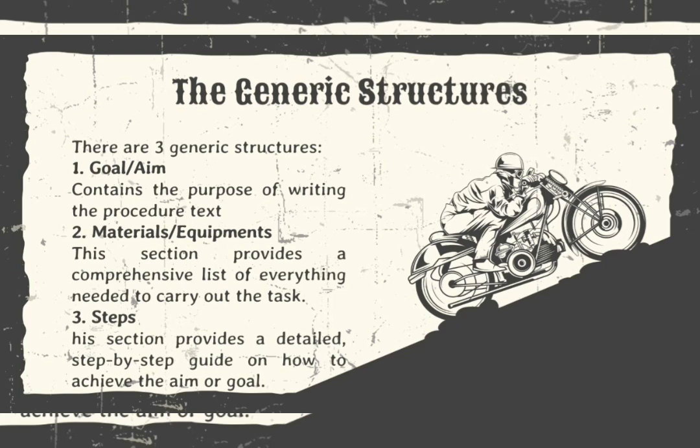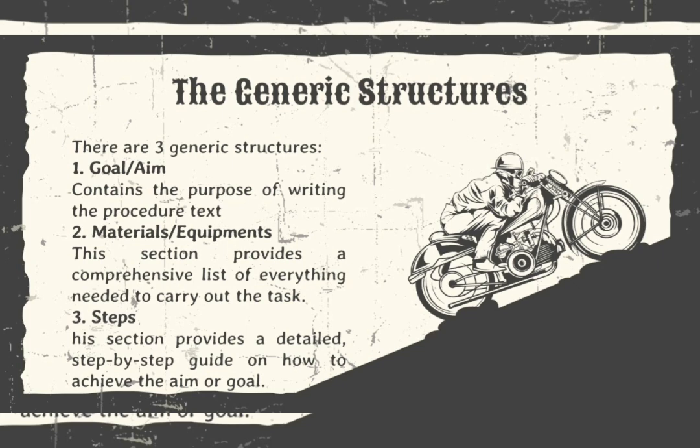The goal or aim is like the starting point of a procedure text. It sets the stage by providing a clear statement of what the reader is trying to achieve by following the instructions. It gives context and purpose, helping the reader understand why they are undertaking the task. Or in simple sentences, it contains the purpose of writing the procedure text.